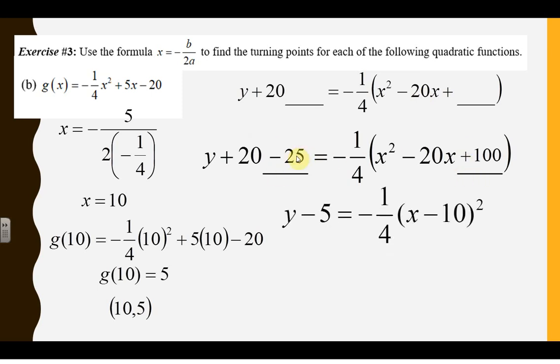Simplify, move the term over. And you would get the vertex at (10, positive 5), because the 5 would add over.